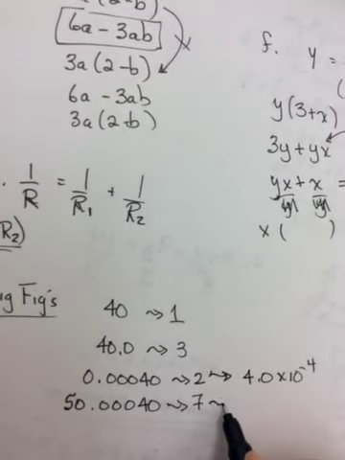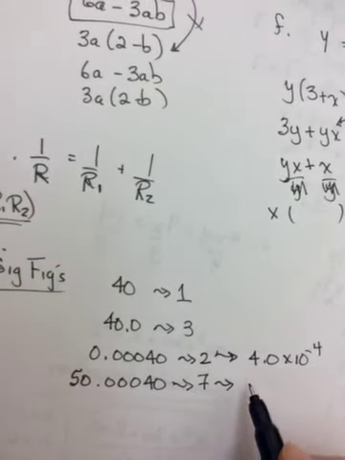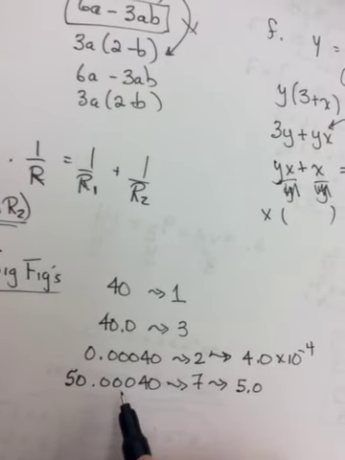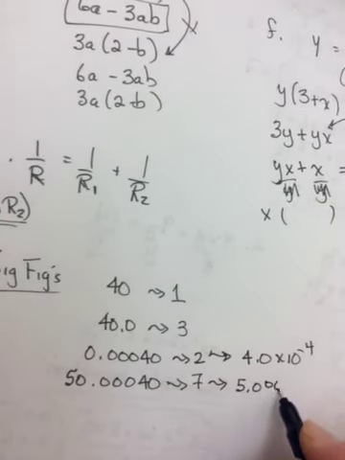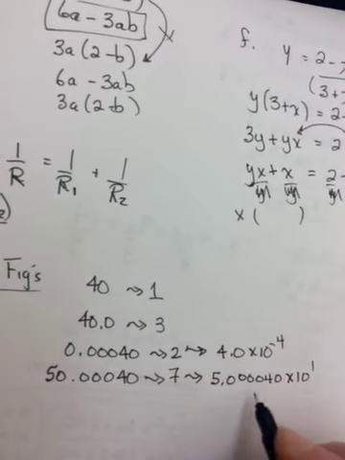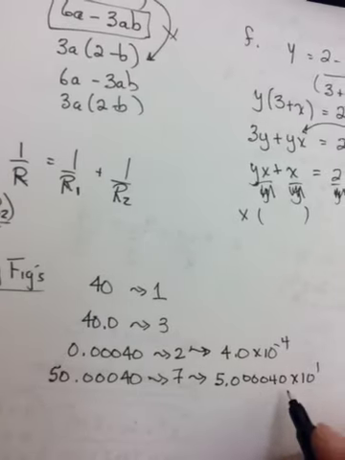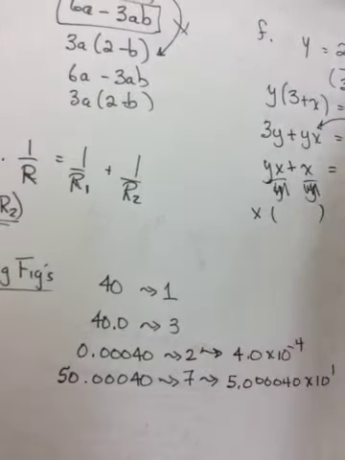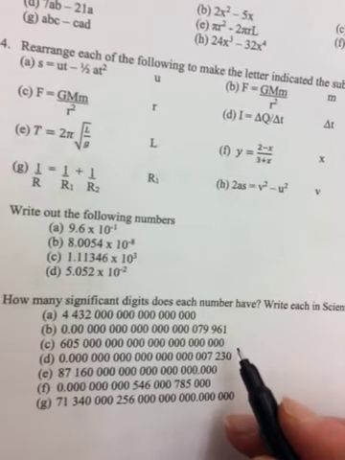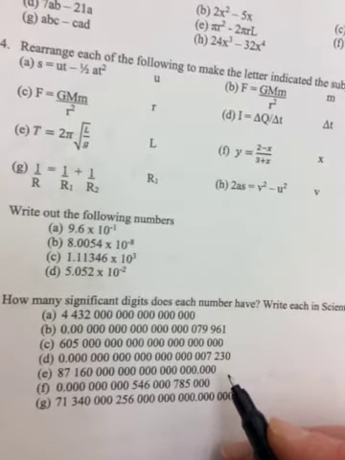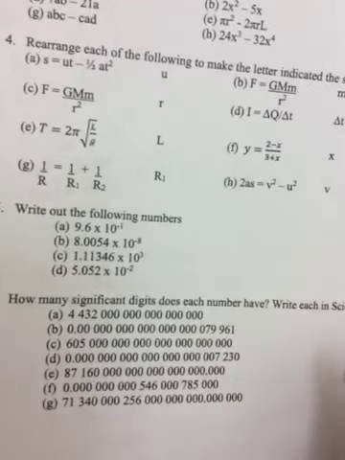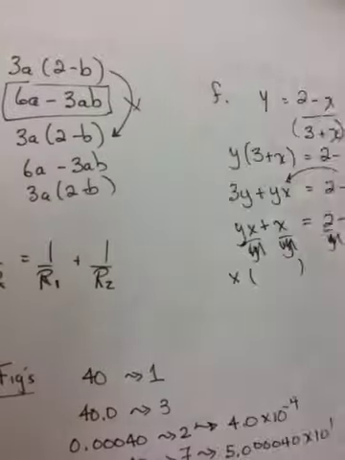If I were to write this last example here, it would be 5.0, but I have to keep all the sig figs, and there were 7 sig figs, so it'll be 5.000040 times 10 to the negative 5. Doesn't really seem worth it, does it? Because you still have to write out just as many digits. I say that because you are really going to love me when you get to question letter E and letter G. You're going to love it when you have to write it in scientific notation.